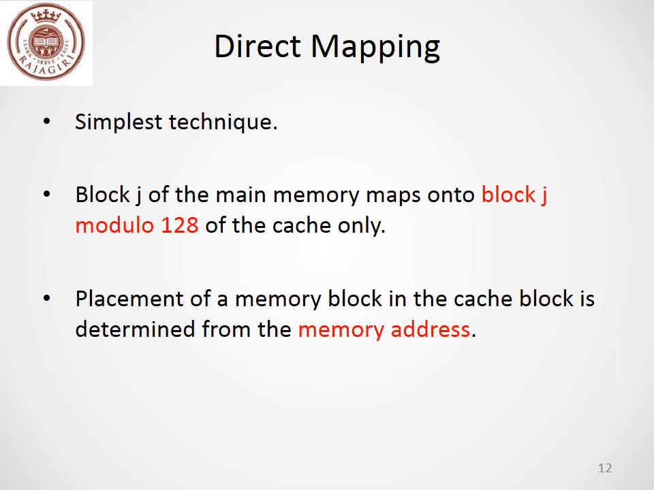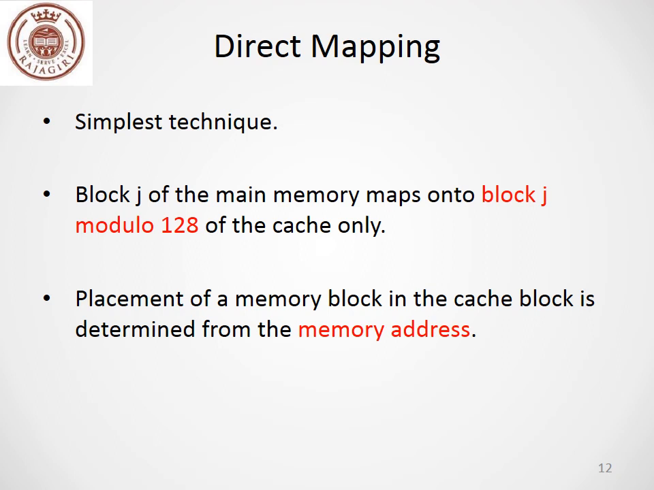Another example, if I am taking block 1, then it will be mapped into block 1 modulo 128, or the first block in the cache. Similarly, if we generalize it, we can say that block numbers 0, 128, 256, etc. can only be mapped into block 0 of the cache. But only one block can come in at a time into that corresponding block. Another example, if I am taking block 1 or say block 129 or say block 257, all these can come into block 1 of the cache.